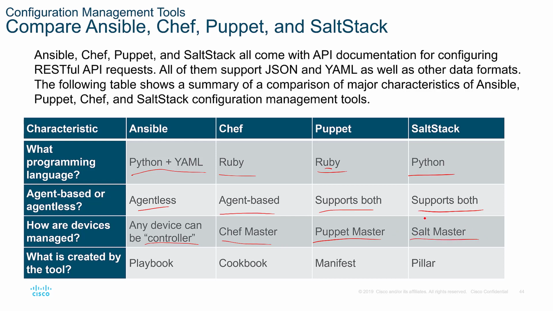The tool is created through playbooks, or through a cookbook, or manifest, or pillar. Basically, you need to understand the names and kind of the purposes of them. So when you talk about Ansible and we're talking about the playbook, that is basically what created the tool. When we're talking about how the devices are managed, then when you think controller and Ansible, that way you understand kind of what the purpose of the name is based off of the characteristic.